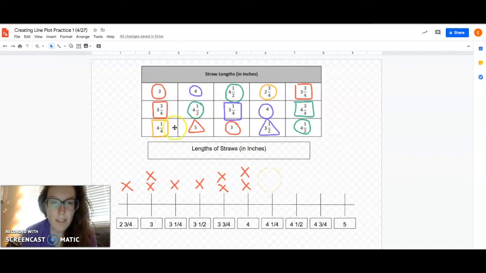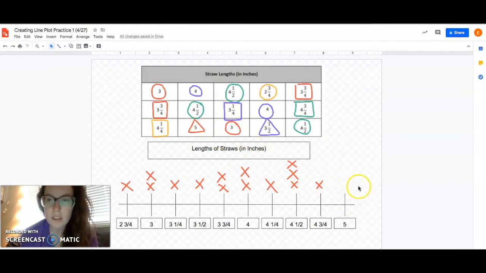4 1/4, let's see. Looks like just one orange square. 4 1/2. Ooh, I see 3 green circles. That seems like the most frequent one yet. Awesome. 4 3/4. Looks like I'm looking for green squares. I just see 1 green square. So just 1 there.